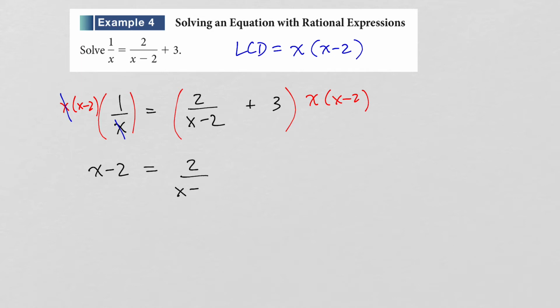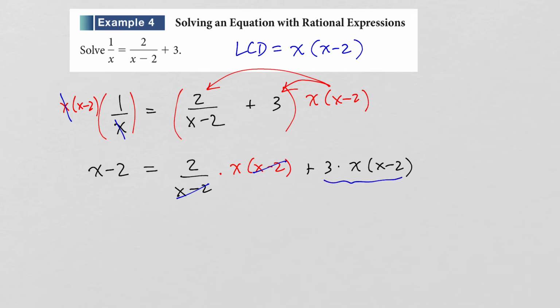And on the right-hand side, once again, we will distribute this to both terms. And that gives us 2 over x minus 2 multiplied by x and x minus 2 plus 3 times x minus 2. And in the first fraction there, we can cancel out the x minus 2's. And in the second fraction, nothing cancels. All right, let's see what we have now.